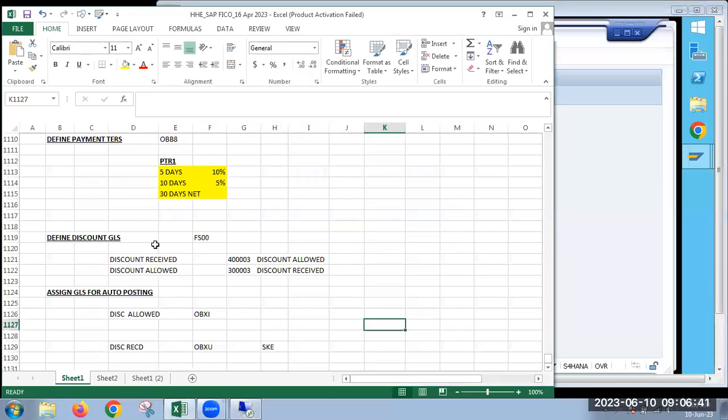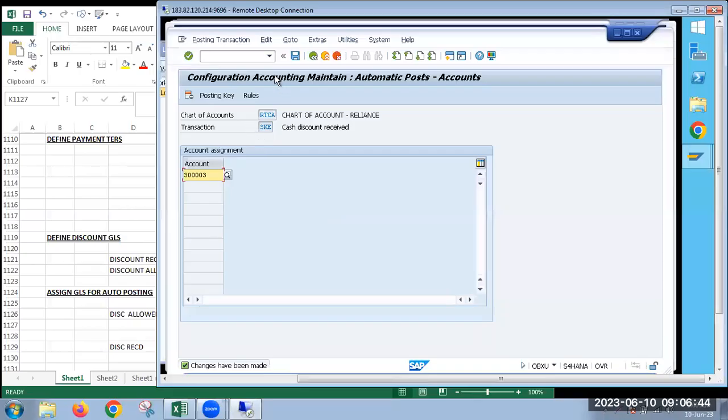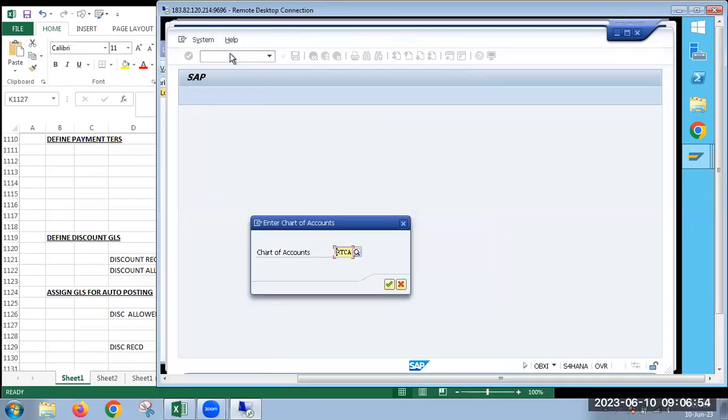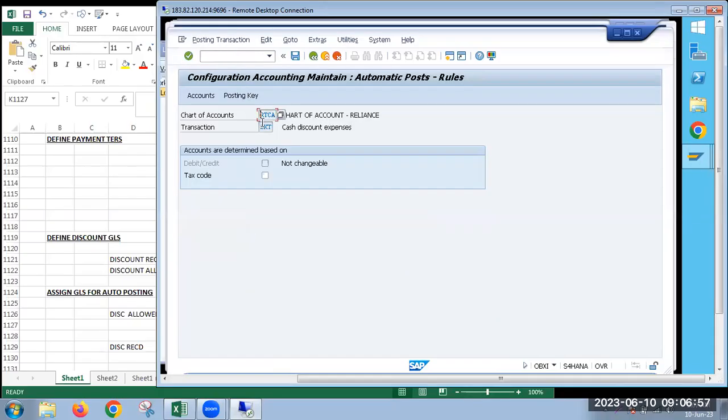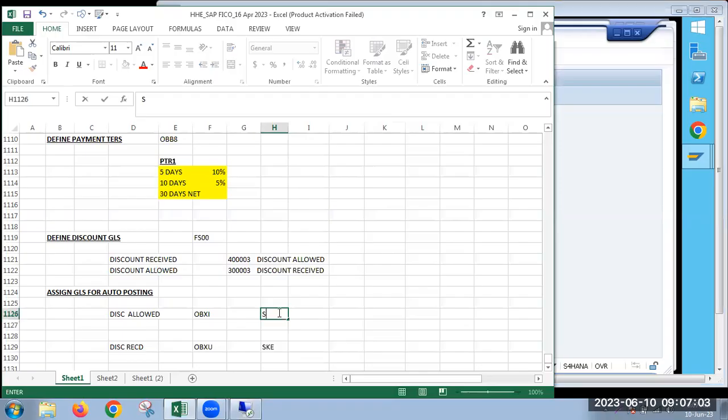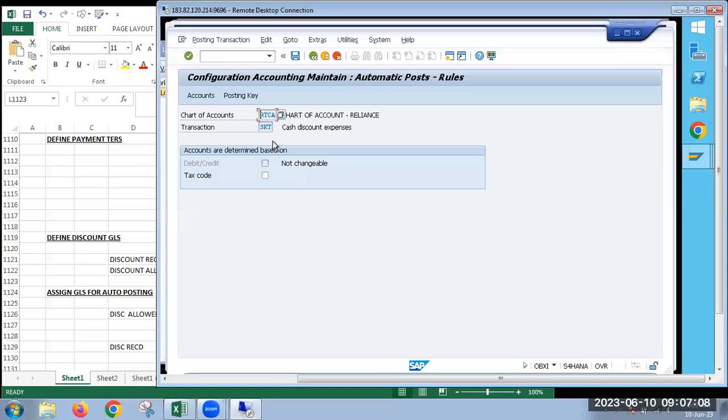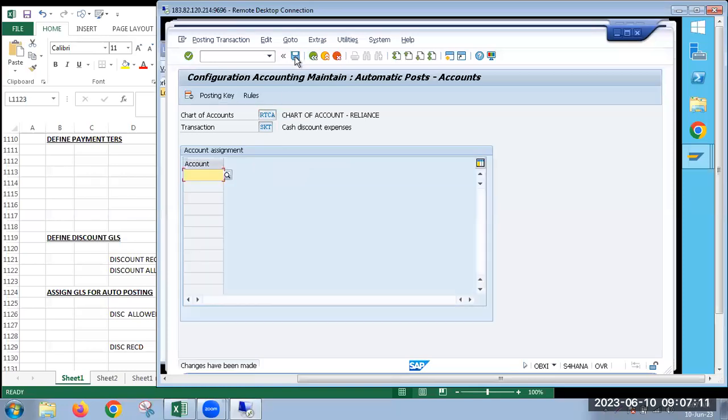Same way with OBXI for discount allowed. That will be a different transaction key, SKT. Same way, chart of account. That discount allowed will be identified with the transaction key SKT. Save the combination. Specify the GL, that is 400003. Save it.